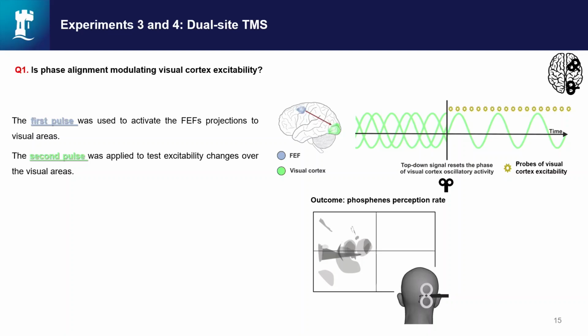So you can see here there's the stimulation of the frontal fields, and then once again we tested the excitability of the visual cortex at different time points. The idea is that if there is a real phase reset and a real oscillation started by the frontal fields, we should be able to see that the phosphenes are also oscillating over time.